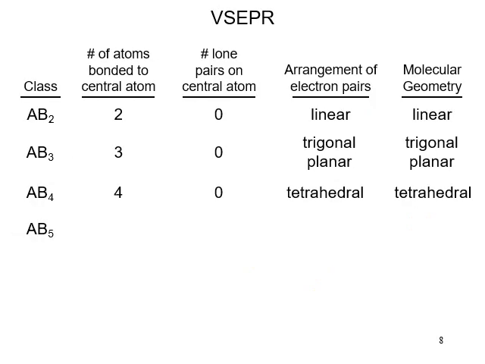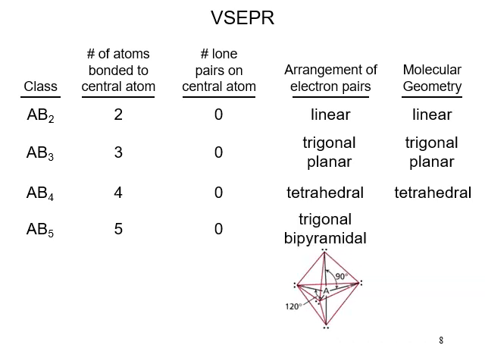Let's do the next one, which is AB5. AB5 has 5 atoms, 0 lone pairs. The arrangement for 5 atoms around a central atom is trigonal bipyramidal, however you'd like to say it. To dissect this shape a little bit further, you'll see that we've got 2 sets of angles. We have angles that are 120, and then we have angles that are 90. The 90-degree angles are between the top and the bottom positions. These top and bottom positions are called axial positions. And then the angle between the equatorial positions, which is what these are, is 120. The angle between the axials like this is 180.